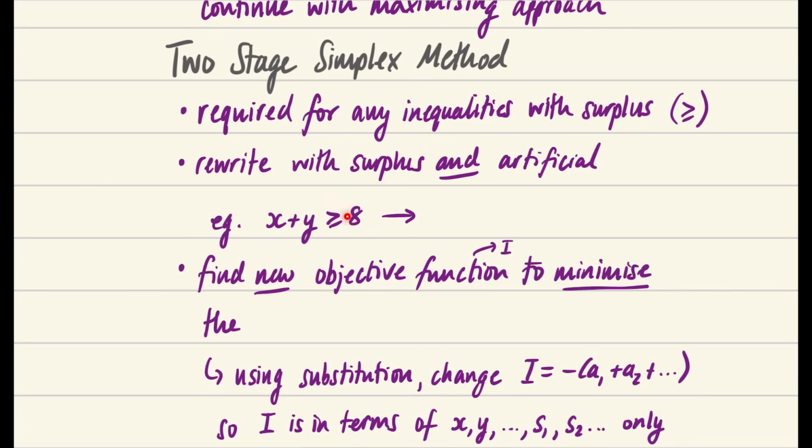So this would be done like x plus y being greater than or equal to 8. We would rewrite this as x plus y, subtract the surplus and add in an artificial variable. And now we can change it from an inequality to an equal sign like this.